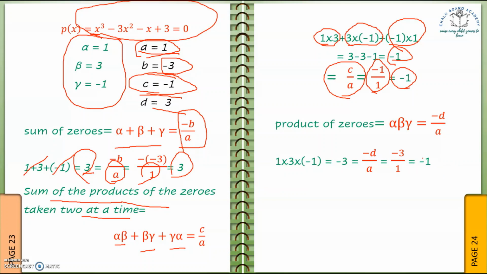Now product of zeros. Product of zeros, that is alpha, beta and gamma, that is equal to minus D by A. So -1 into 1 into 3. Product of alpha, beta and gamma, that is equal to -3. And D here is 3. So minus D is equal to -3 and A is 1. So answer is -3.